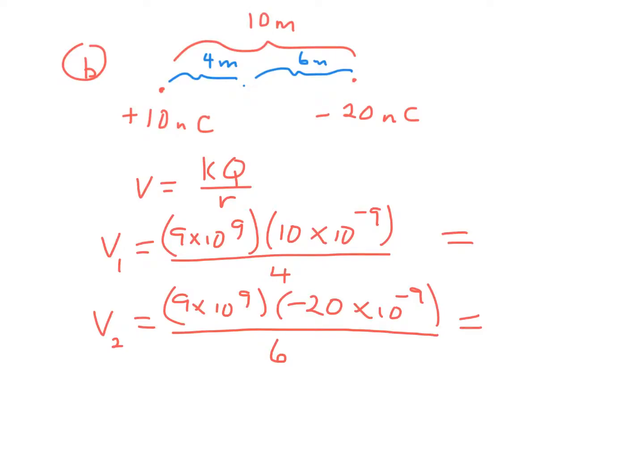The final answer will just be the arithmetic sum of those, and I believe the final answer will be in the negative range because the negative 20 nanocoulomb charge, even though you're a little bit further from it, will be a little bit larger than the positive electric potential due to the 10 nanocoulomb charge. So calculate those two values and add them up to get the total potential at that location.